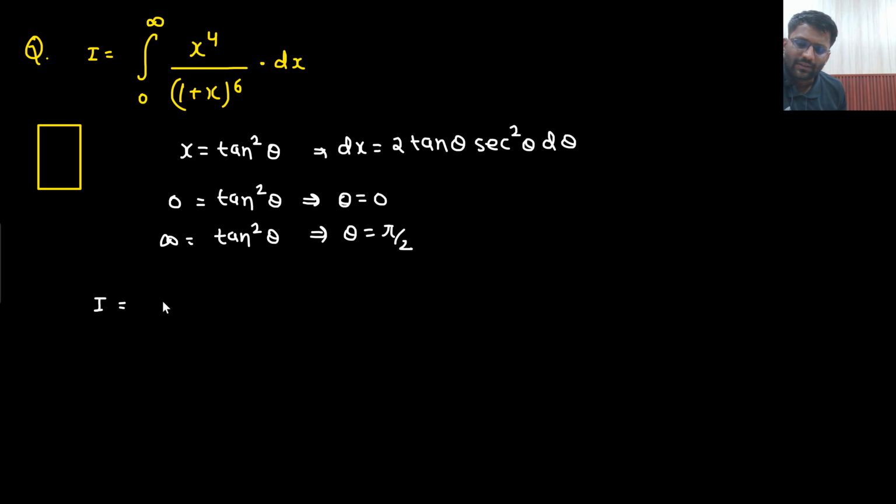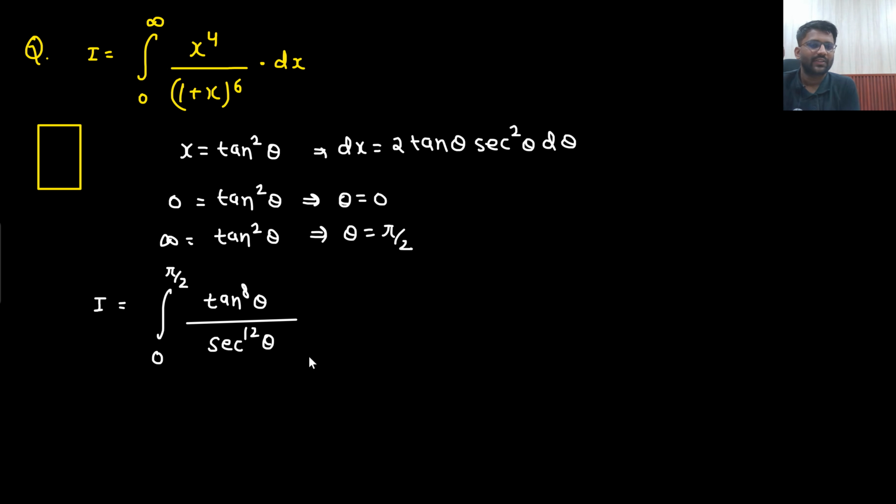So what is I? From 0 to pi by 2. If x is 0, then theta is 0. When x is infinity, theta is pi by 2. On its own, you would see that everything is happening. Everything will happen, you just need to have some patience. So x is tan square theta. Then x to the power 4 will become tan to the power 8 theta, divided by 1 plus tan square theta, that will become sec square theta. So it will become sec to the power 12 theta.